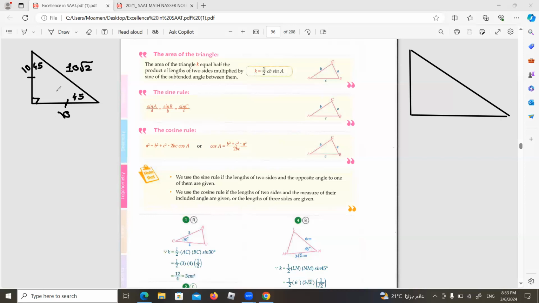So if you need to get the hypotenuse in a 45 right angle triangle, just get the length of one leg, one side, and multiply it by root 2, and vice versa. The opposite is right. If I gave you the hypotenuse, just divide it by root 2 to get this side.